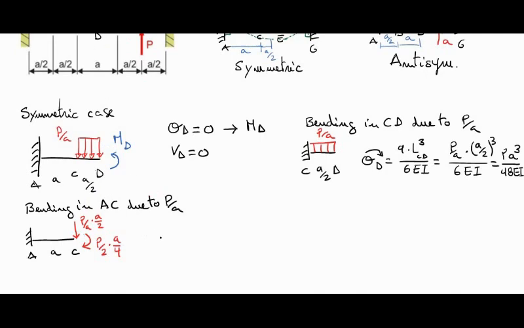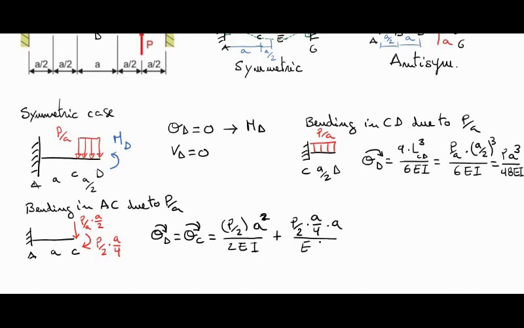So the slope of D with respect to C is the same value as the slope of C. So we have P over 2 multiplied by A squared divided by 2EI, plus the effect of the moment: P divided by 2 multiplied by A divided by 4 multiplied by the length, that is A, and divided by EI. Okay?